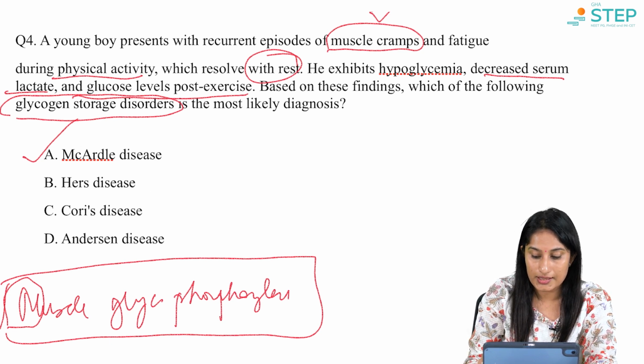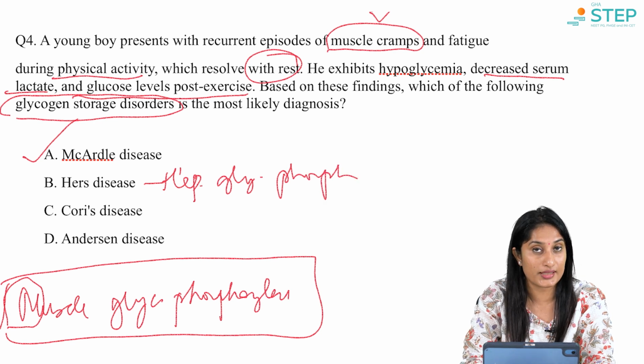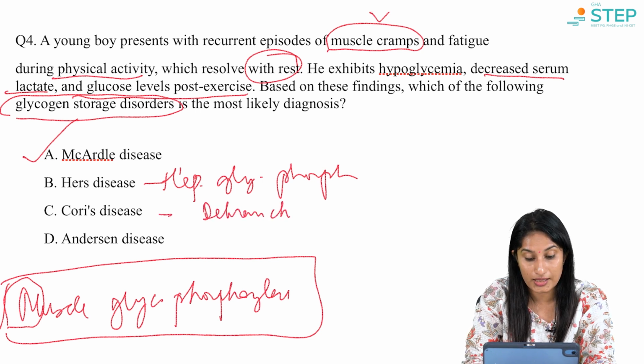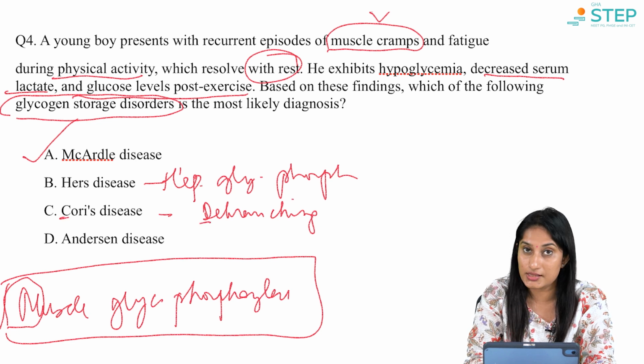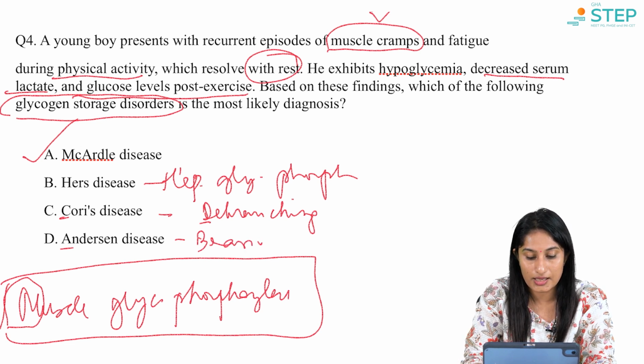Hers, again, easy to remember, hepatic, HE. So, you can remember hepatic glycogen phosphorylase. I told you it's in the liver and in the muscle. So, Hers disease is hepatic glycogen phosphorylase. Cori's disease is to do with the debranching enzyme. Okay, debranching enzyme. So, remember CD, then A and B: A, B, C, D. Anderson's disease, the enzyme defect is the branching enzyme.